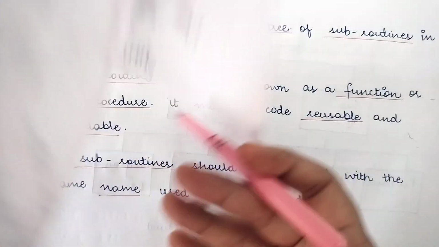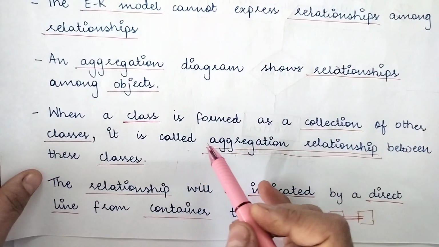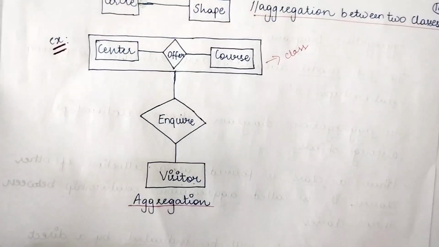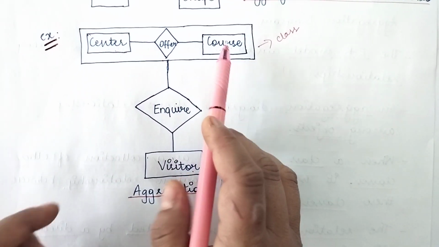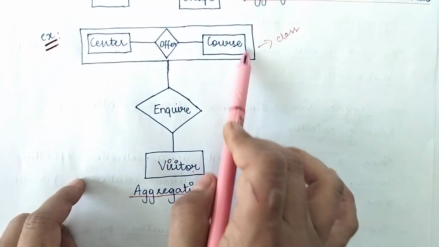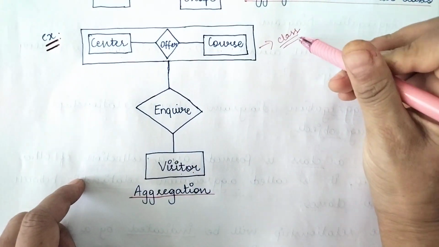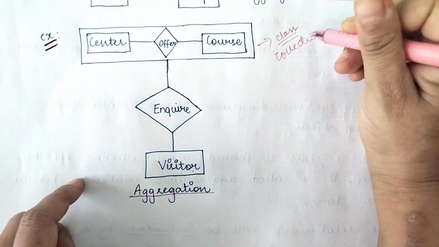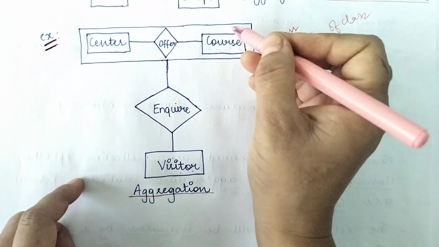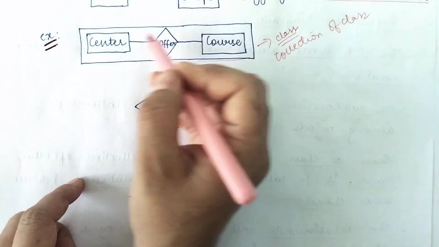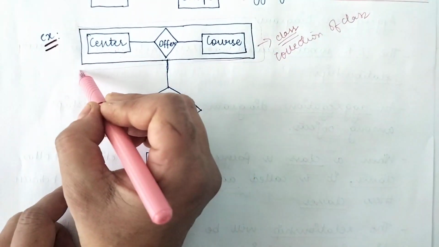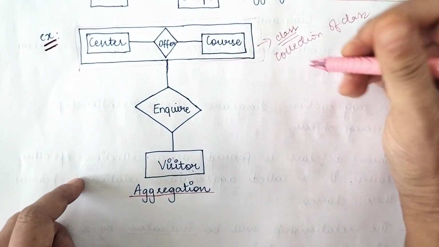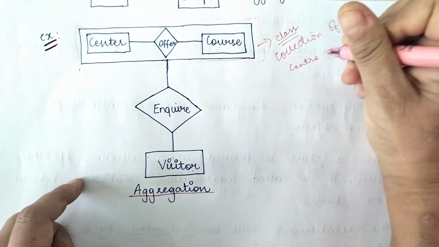But as I said, it becomes difficult to show the relationship between classes when a class is formed as a collection of other classes. So, this was one class, center was one class, course was another class. Now, together after a relationship has been formed among them, they become one more class. This together becomes one class, which is a collection of classes. Now, this particular class enclosed in this box, this box encloses two classes, center and course. So, this box, which is another class now, is a collection of classes which is center and course.